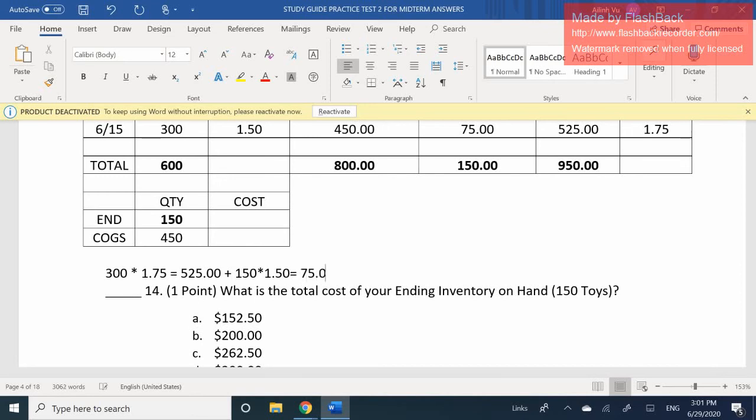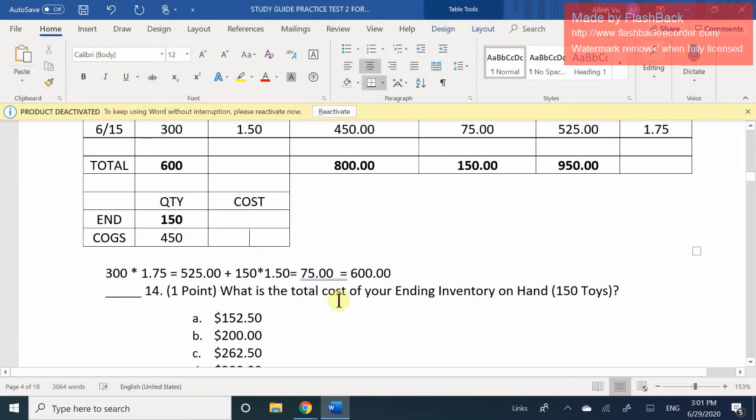$75. Okay, so what is 525 plus 75? 600. Okay, if we sold a total of 600, how much is our ending inventory?